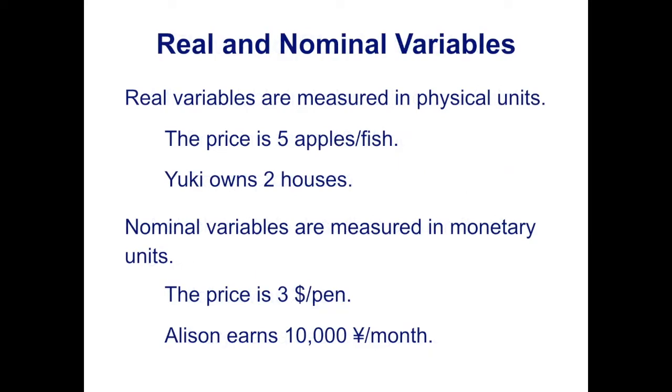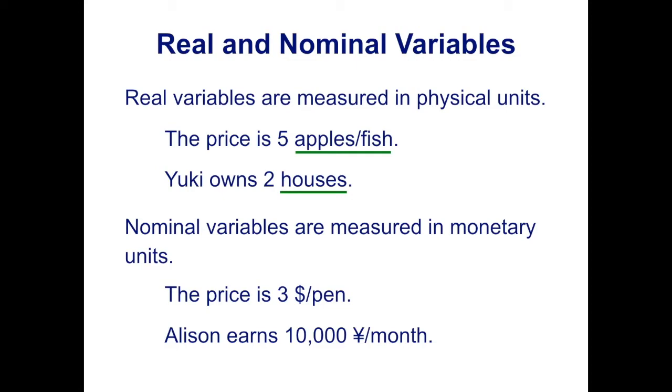What's the difference between a real and a nominal variable? A real variable is measured in physical units. In our examples here, we see apples, fish, and houses. These are all real goods, and therefore these are real variables.